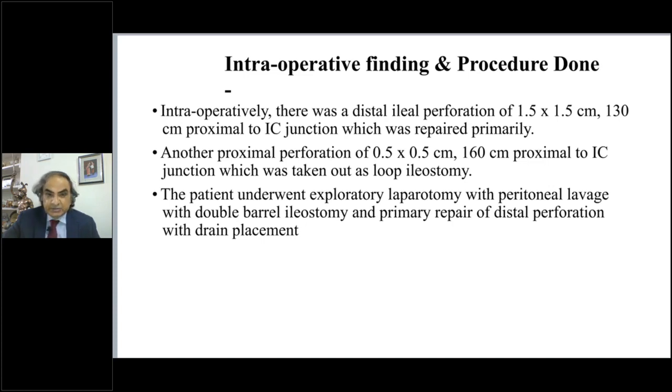And intraoperatively, there is a distal ileal perforation, 1.5 by 1.5 centimeter, which is 130 centimeters proximal to the IC junction, which was repaired primarily. Another proximal perforation of 0.5 by 0.5 centimeter, 160 centimeters proximal to the IC junction, was taken out as loop ileostomy. The patient underwent exploratory laparotomy with peritoneal lavage with double barrel ileostomy and primary repair of the distal perforation with drain placement.